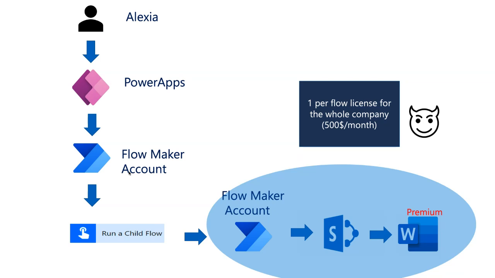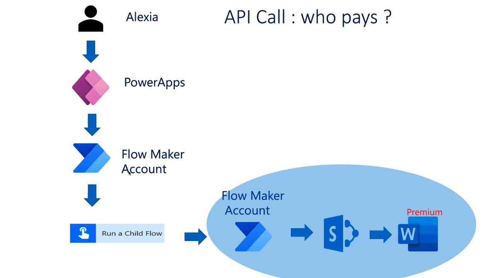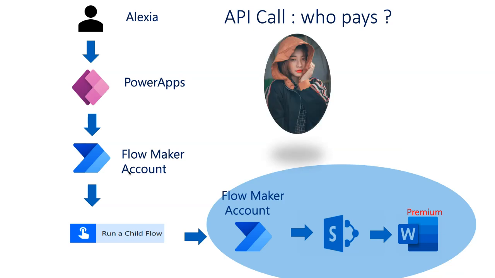That's legal, right? Right. So also, you know that there is a limitation in the number of API calls. The question is, in this scenario, who calls? Is it the Flow Maker account or is it Alexia? It's actually Alexia. So Alexia pays for the API calls.